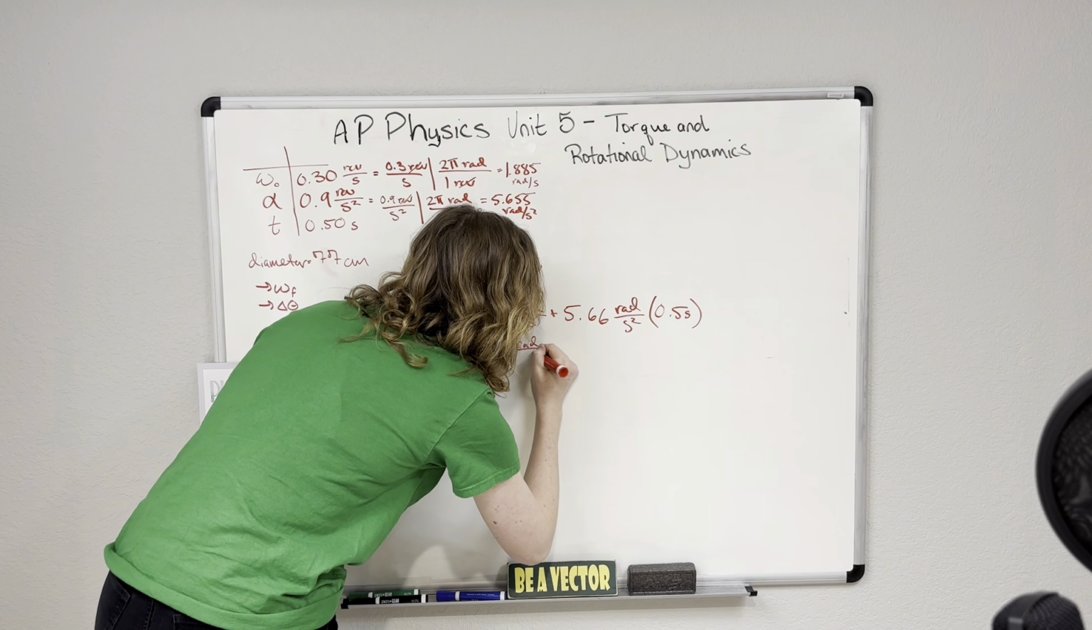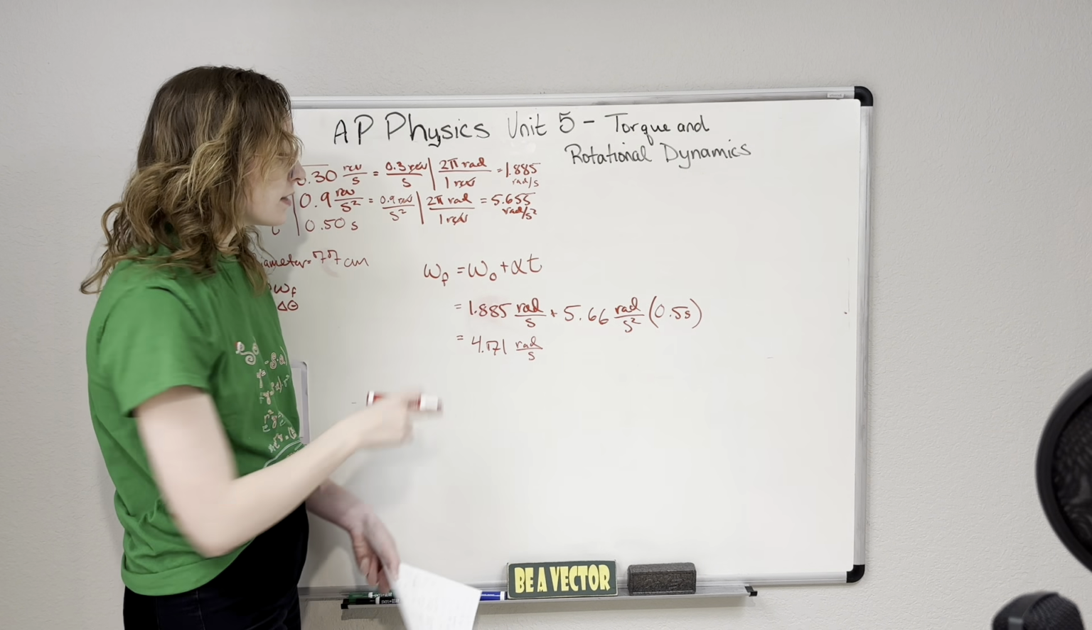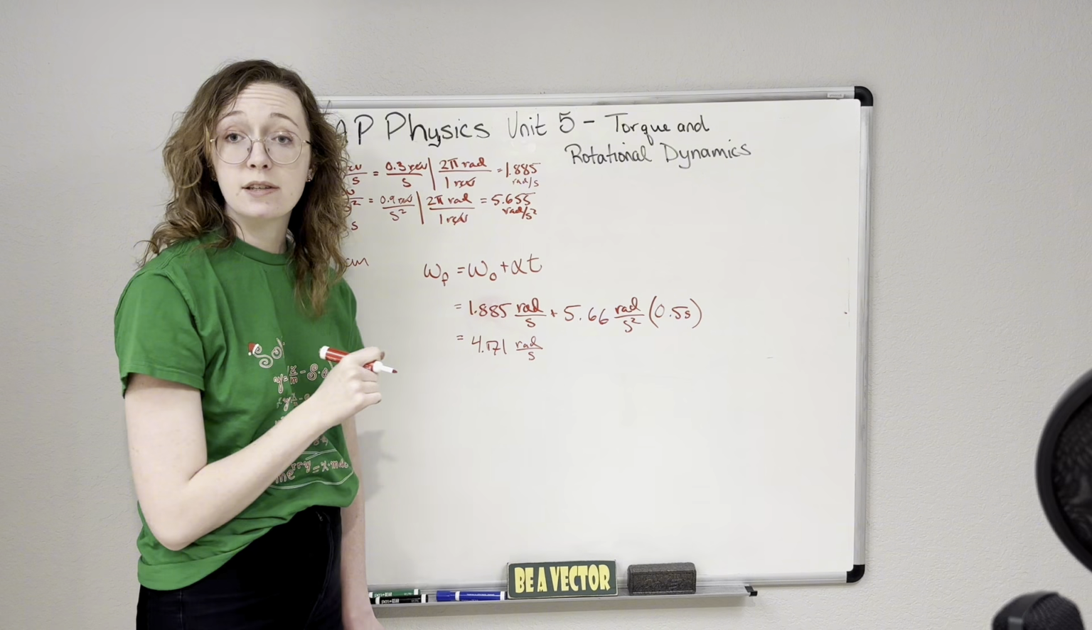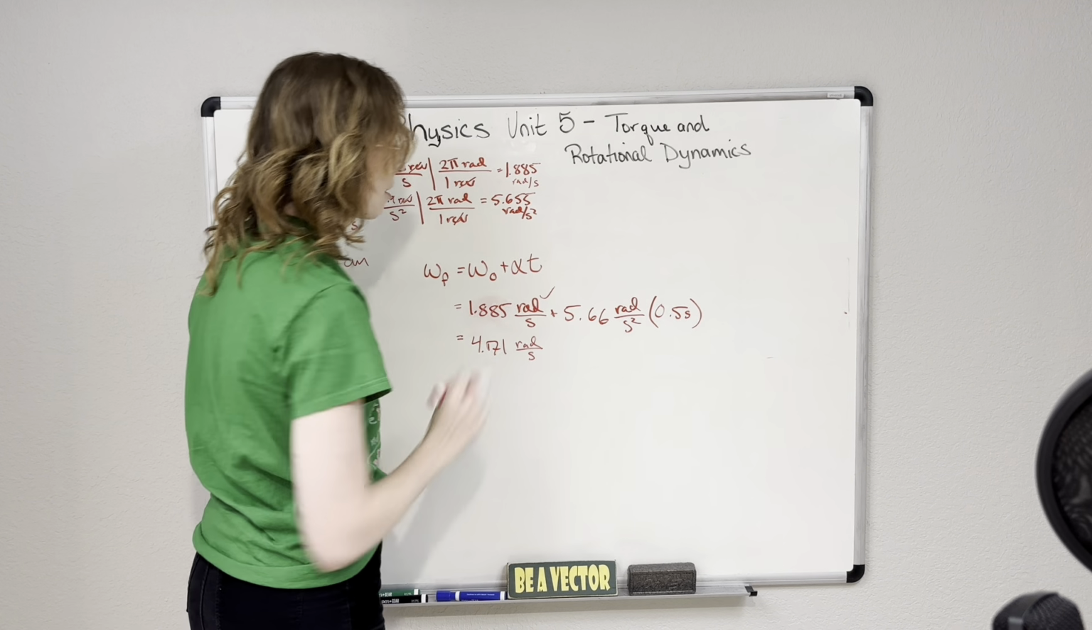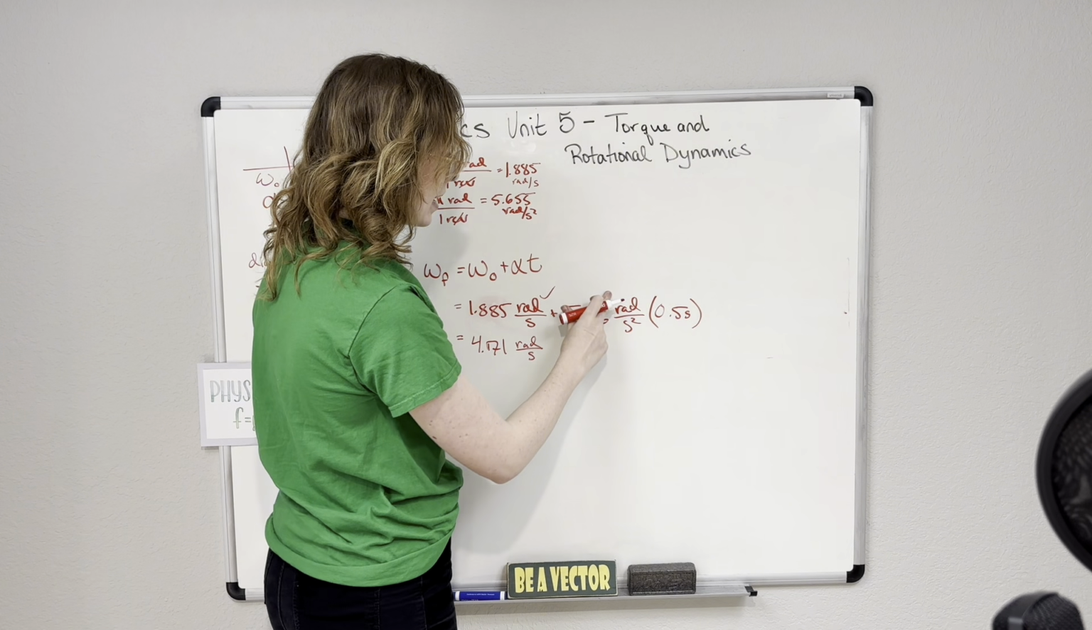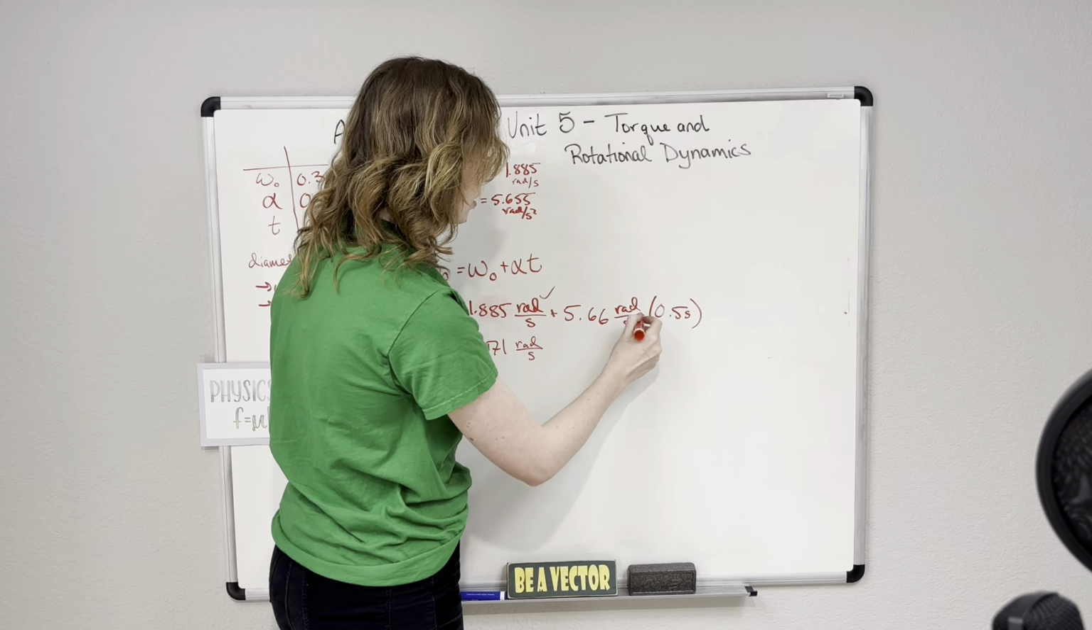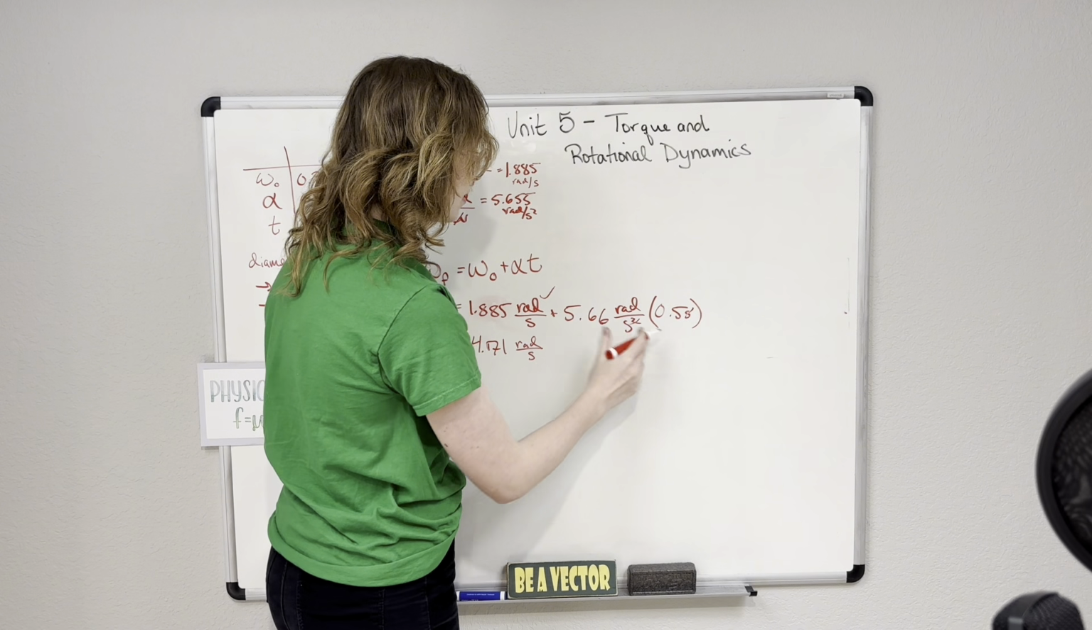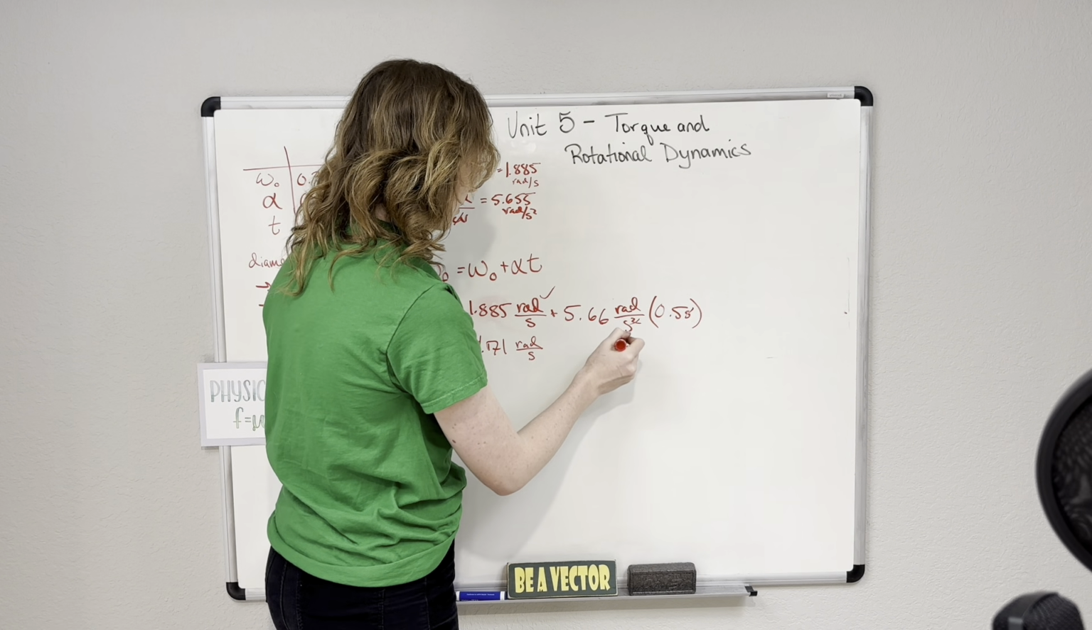radians per second. And we can double check our units. Our first term here has units of radians per second, so that checks out. Our second term here has radians per second squared times seconds, so my seconds squared cancels out my seconds, and I'm left with units of radians per second here.